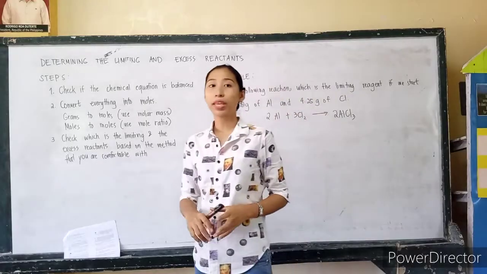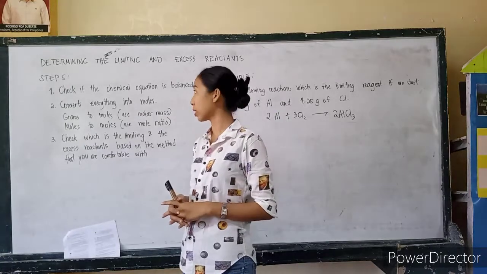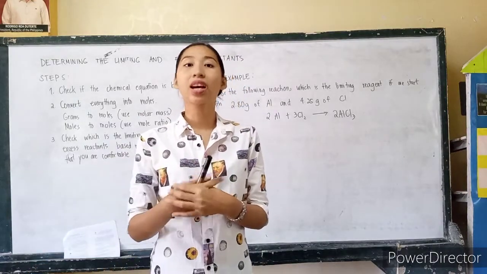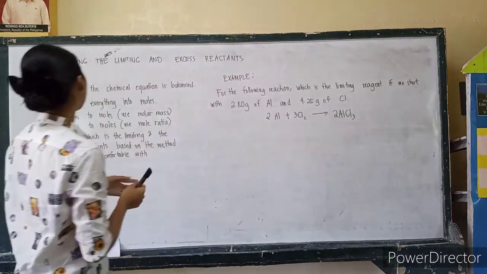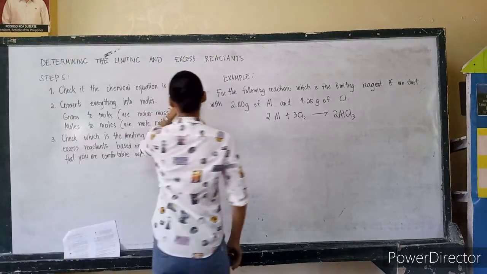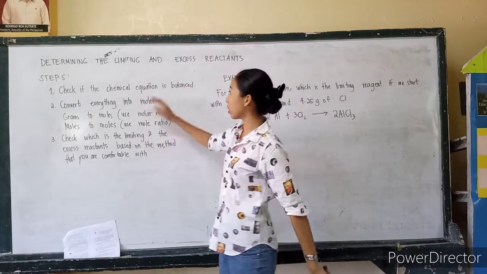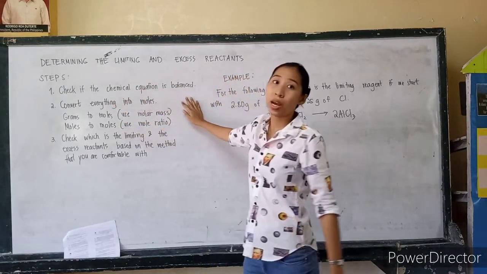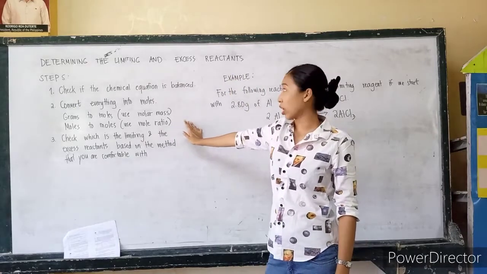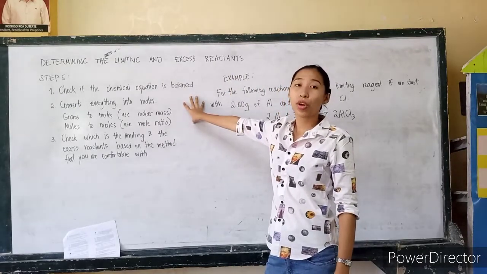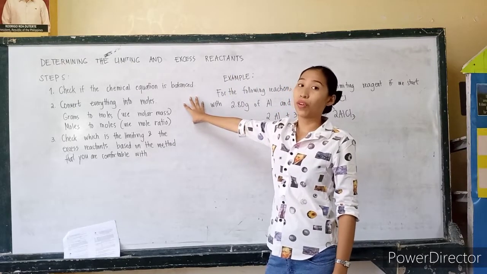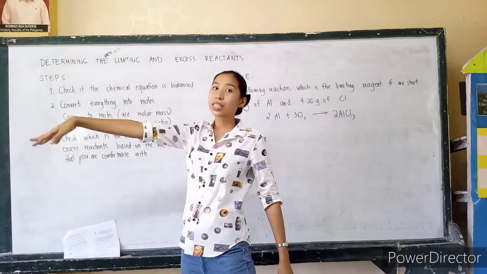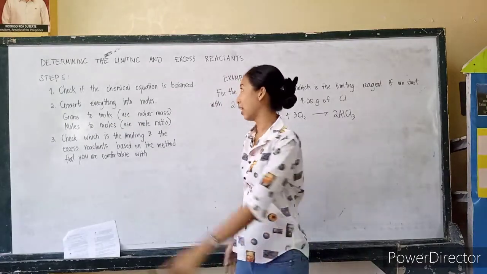We are going to apply the steps now in finding the limiting reagent and consequently also the excess reagent. Okay, so we have this example and these steps. First is check if the chemical equation is balanced. How are we going to check if the equation is balanced? We are going to count the number of atoms for each element present on the reactant side and the products side.